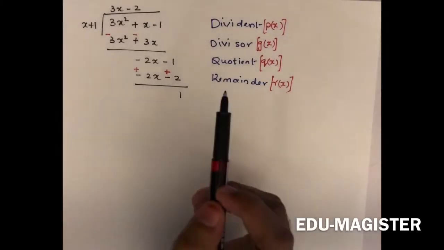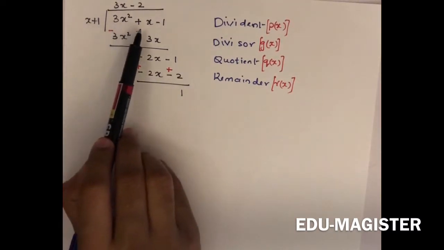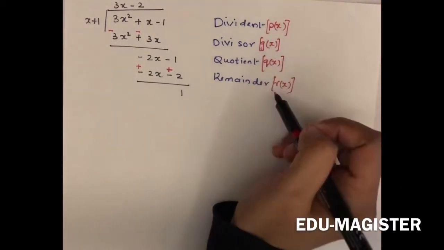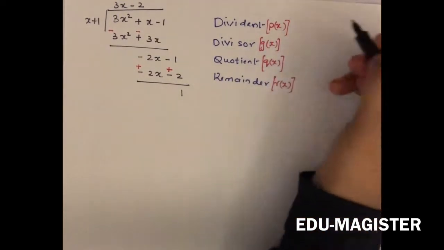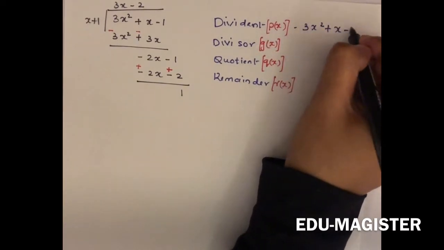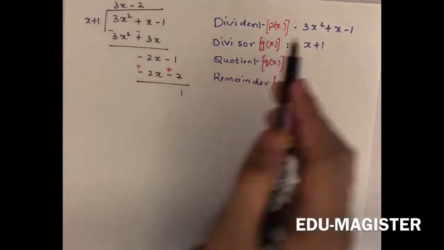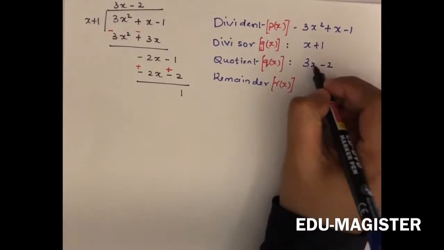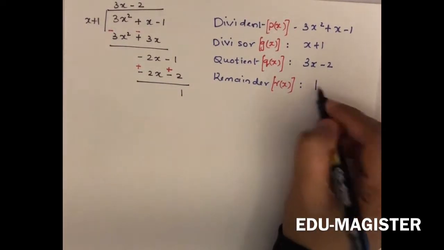Let us go back to our previous example itself, wherein we divided the polynomial 3x square plus x minus 1 with x plus 1. So first, let's write down the dividend, divisor, quotient and remainder separately. That is, the dividend is 3x square plus x minus 1. Divisor was x plus 1, right? Quotient is this, that is 3x minus 2, and 1 is the remainder, right?